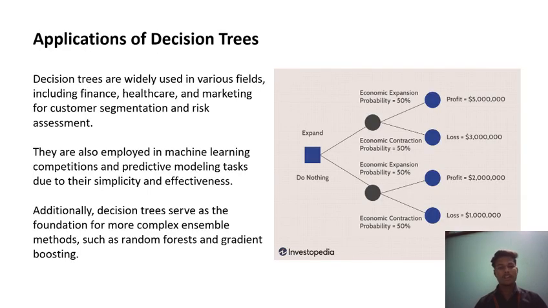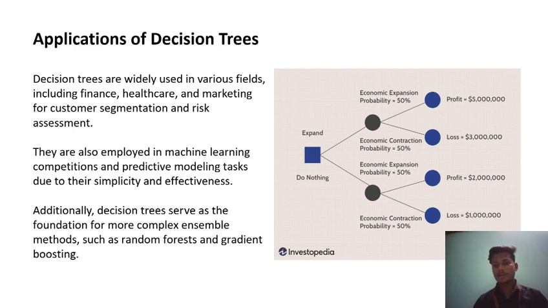From the next slide is applications of decision trees. Decision trees are widely used in various fields, including finance, healthcare, and marketing, for customer segmentation and risk assessment. They are also employed in machine learning competitions and predictive modeling tasks due to their simplicity and effectiveness. Additionally, decision trees serve as the foundation for more complex ensemble methods such as random forest and gradient boosting.